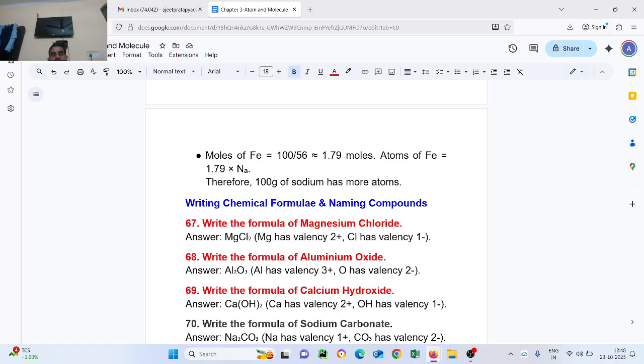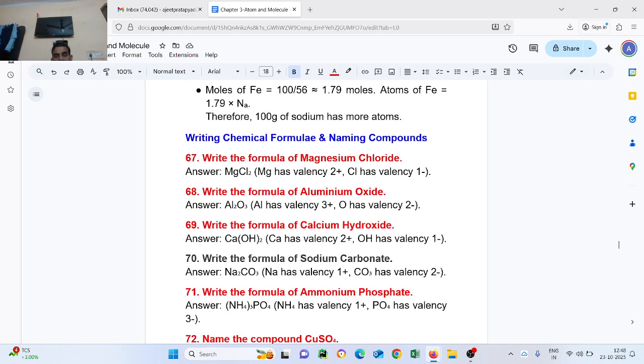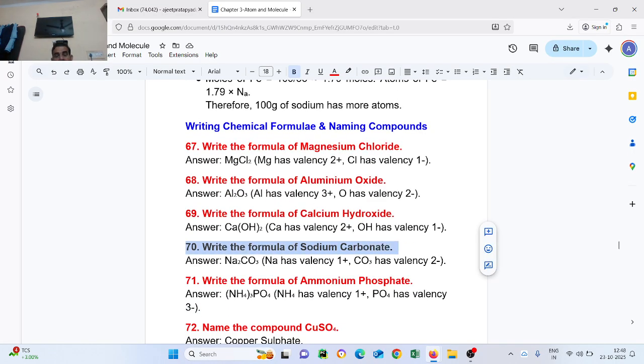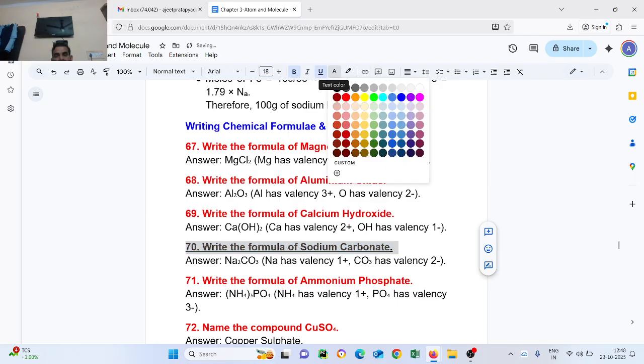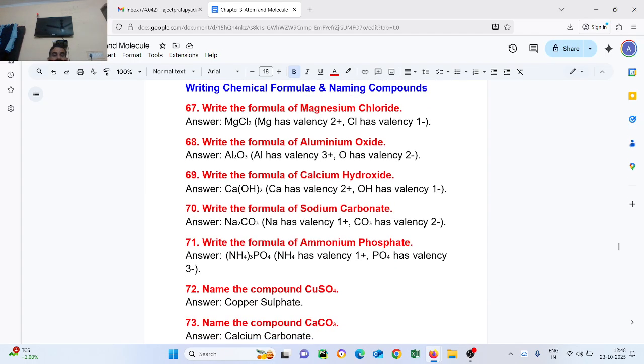Question number 69. Write the formula of calcium hydroxide. Calcium hydroxide has formula Ca(OH)2. Calcium has valency 2 plus, OH has valency 1 minus charge. So that's why calcium hydroxide has formula Ca(OH)2. Question number 70. What is the formula of sodium carbonate? Na2CO3. Sodium has valency 1 plus, carbonate has valency 2 minus.